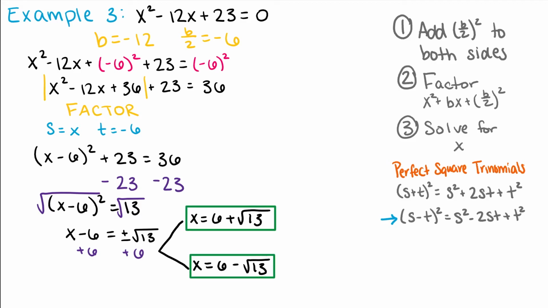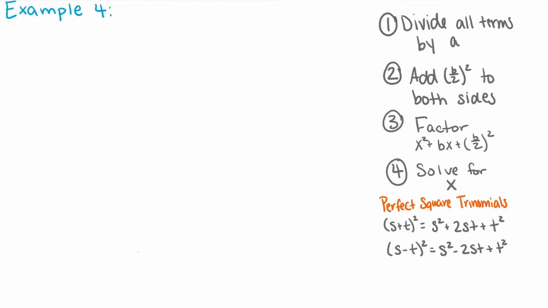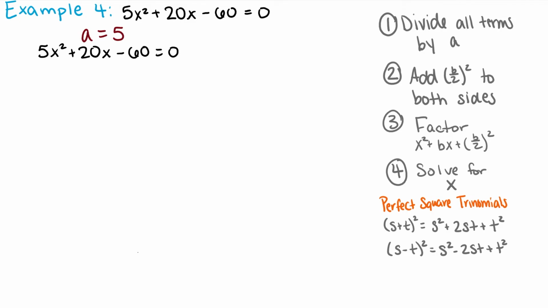Let's look at another example, this time with our a term greater than 1. We have 5x squared plus 20x minus 60 equals 0. So our a is equal to 5. The first thing we'll do is divide all of our terms by a. Dividing everything by 5 gives us the function x squared plus 4x minus 12 equals 0.